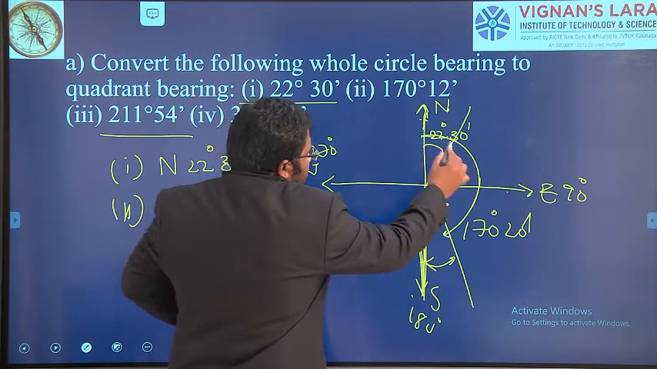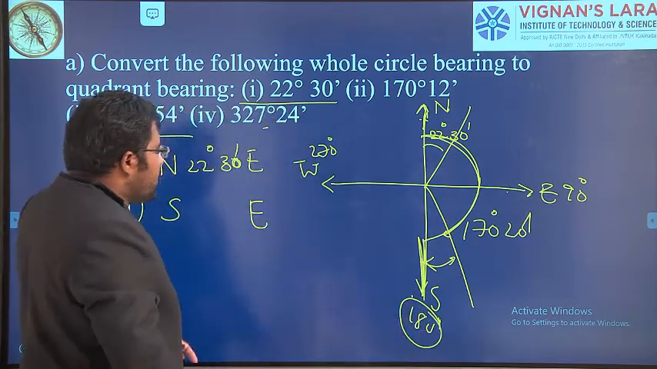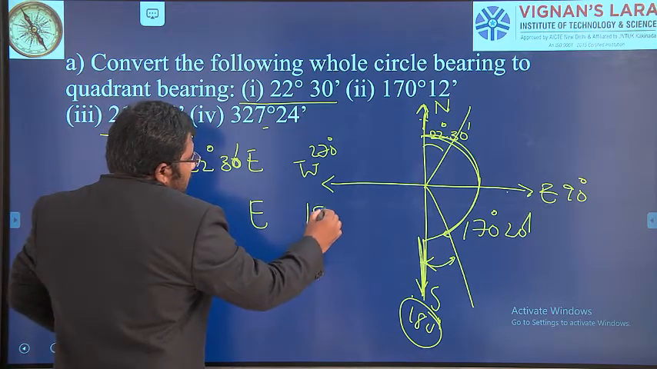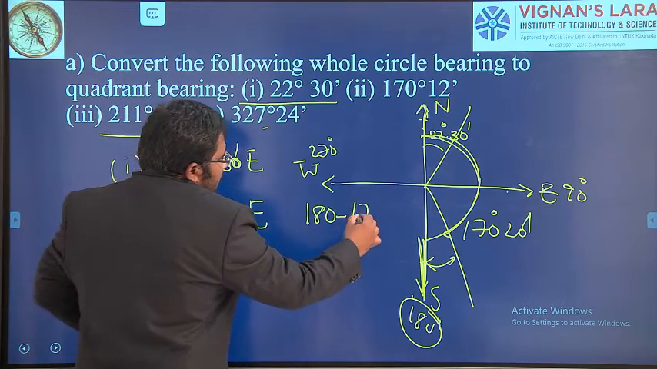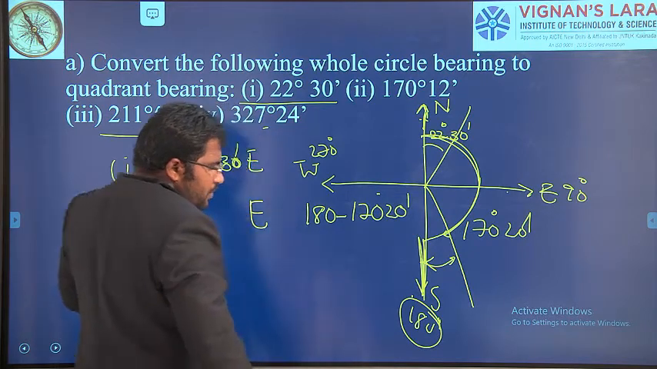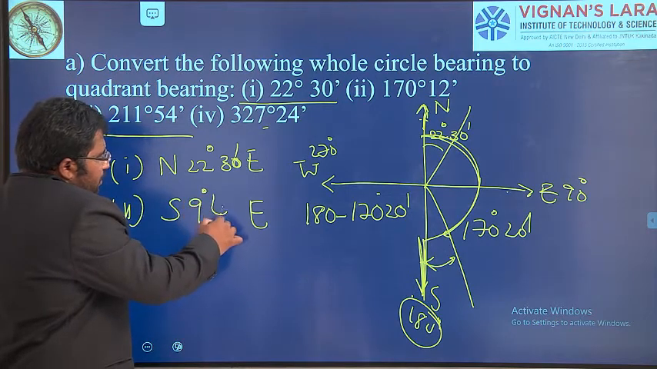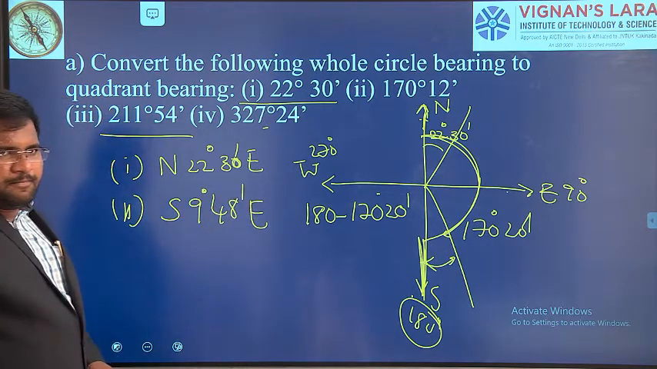Now to tell the value with respect to south, what is the total angle? Up to here it is 180. You have to minus the given angle from 180, that is 180 minus 170 degrees 20 minutes. Okay. Now it will give us 9 degrees 40 minutes.